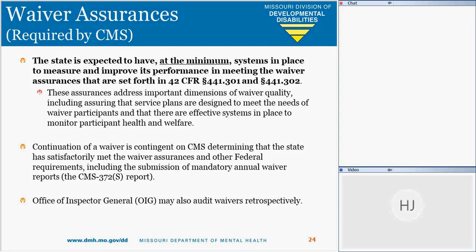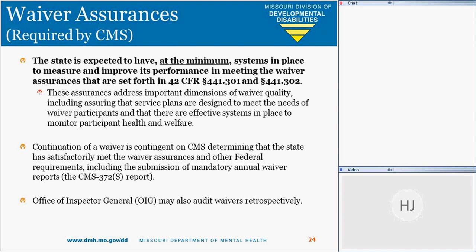So the state is expected to have, at the minimum, systems in place to measure and improve its performance in meeting the waiver assurances. And so we'll go through those here fairly quickly. Address important dimensions of the waiver quality. So we want to make sure that the service plans are meeting the individual's needs, that we have effective systems in place to monitor participant health and welfare.